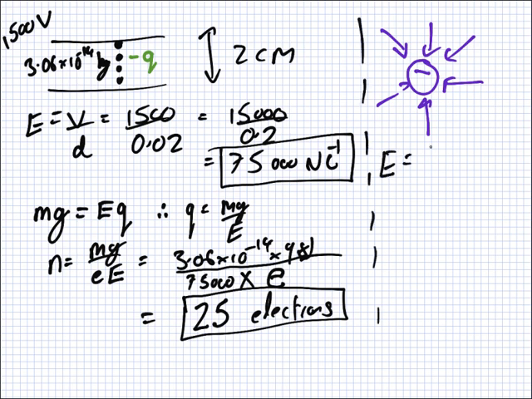That's boring too, because that's 1 over 4 pi epsilon 0, Q over r squared, of an electron, and the distance is 10 to the minus 8 meters. Okay, easy peasy.